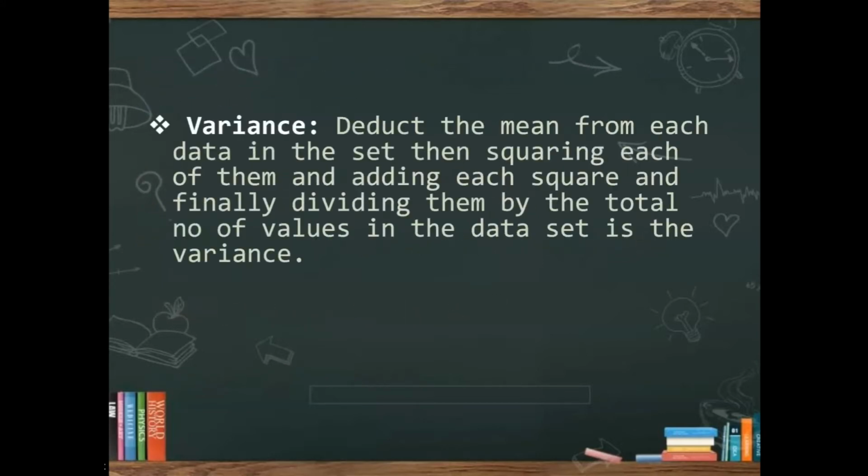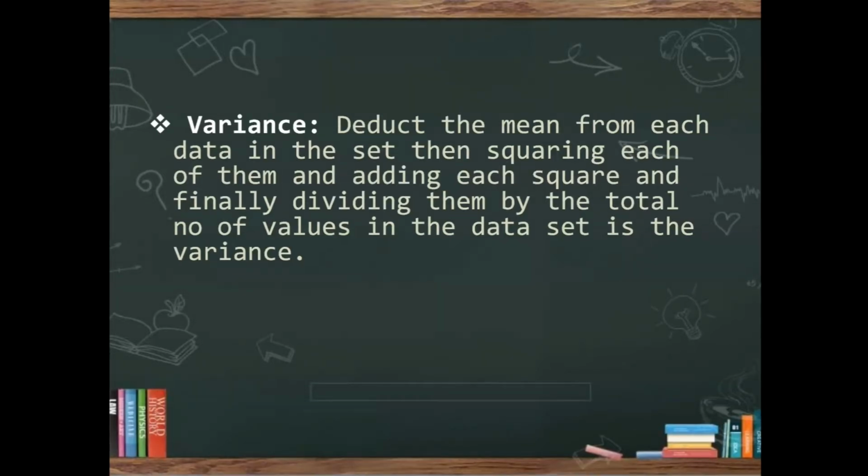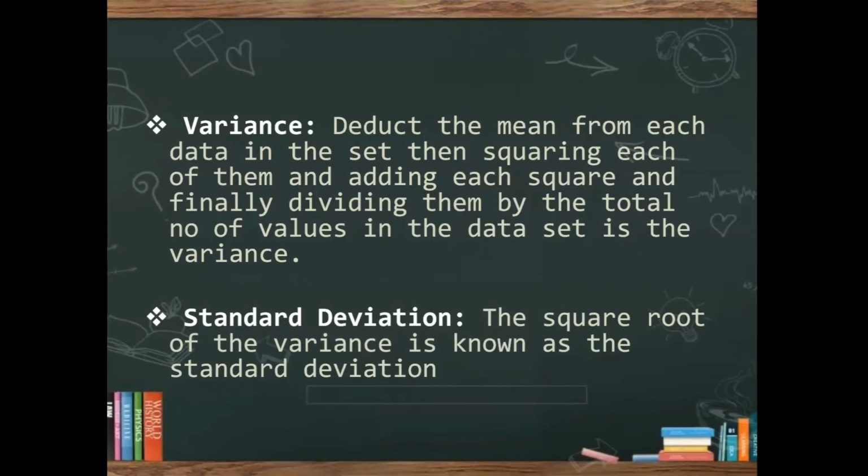Variance. Deduct the mean from each data in the set, then square each of them, add each square, and finally divide by the total number of values in the data set. That is the variance. Variance is the square of the standard deviation of the data. Standard deviation. The square root of the variance is known as the standard deviation.